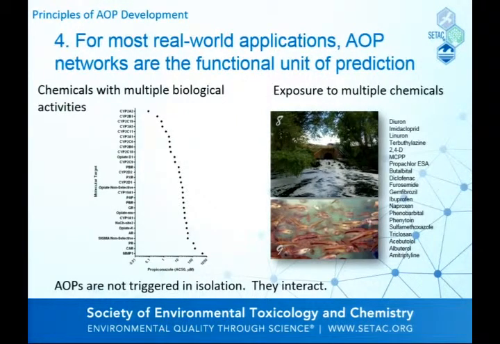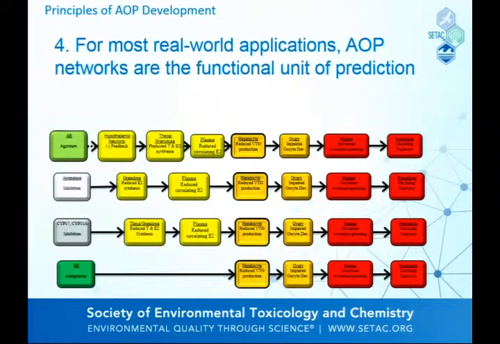Even if we deal with single chemical exposures, again, if high throughput screening has taught us one thing, it's that chemicals have lots of different biological activities, particularly as you move through a dose space. Even very specifically acting chemicals, if you push them to a high enough dose, are going to start hitting other targets. So we have to think about more complex interactions.